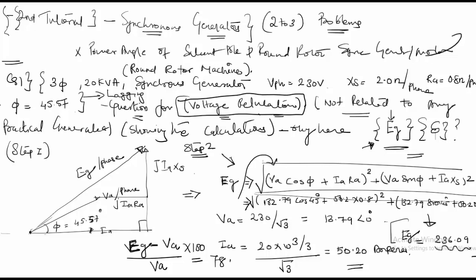But the value is very high for the voltage regulation, which should ideally be in the range of 2 to 3%. Since it is very high, what it shows is that while on load the voltage was close to 132, at no load it went up to 236.